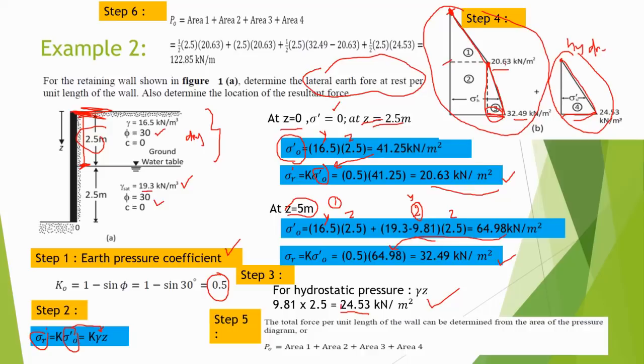And then, tambah dengan hydrostatic. Make sure you tambah dengan height dia hydrostatic. So, 1 over 2 times with the 2.5 times with the 24.53. Okay? You can get total of area is 122.85. So, this area based on area of the distribution pressure. Okay, nak cari force, kena calculate area ni. Kena buat ni dulu. Okay, faham?